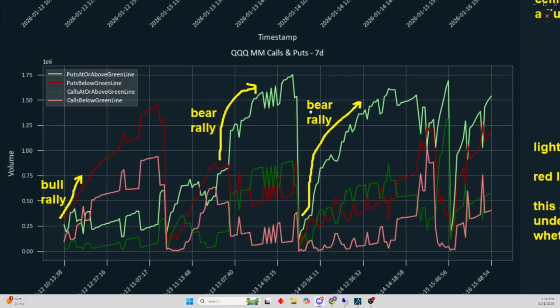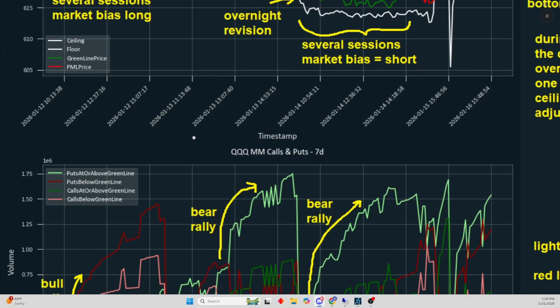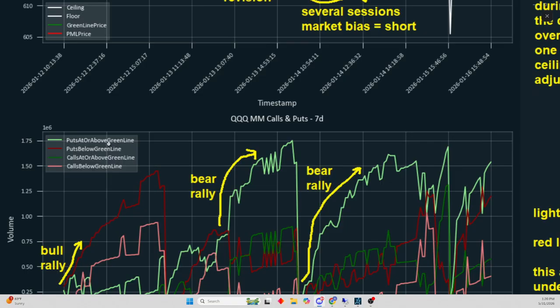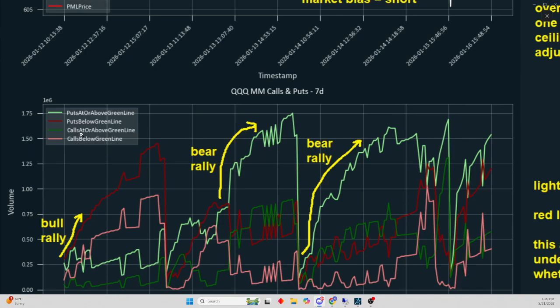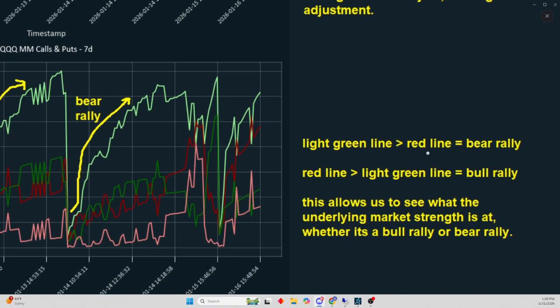Now, there's another thing you can pair with that. Down here, you're actually looking at volume of the contracts in the market. So you can see puts at or above green line, and when it's referring to green line, it's referring to our current price. So it's saying puts above our current price, puts below our current price, calls above our current price, and calls below our current price. Now, this dark red line here, that's puts below green line. So that's puts below our current price. When you see the red above the green, you're looking for a bull rally or a move to the upside. And then opposite, when you see the green above the red, you're looking for a bear rally, right? Light green over red, bear rally, red line over green, bull rally.